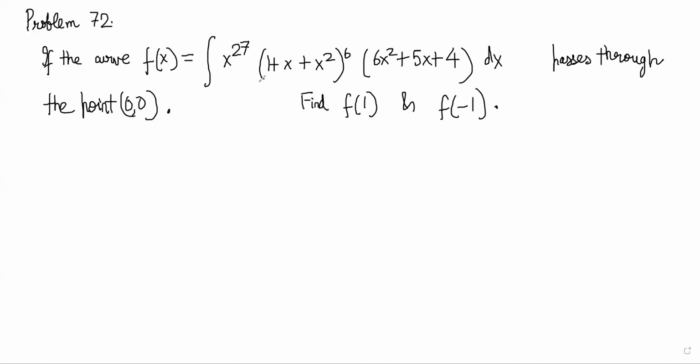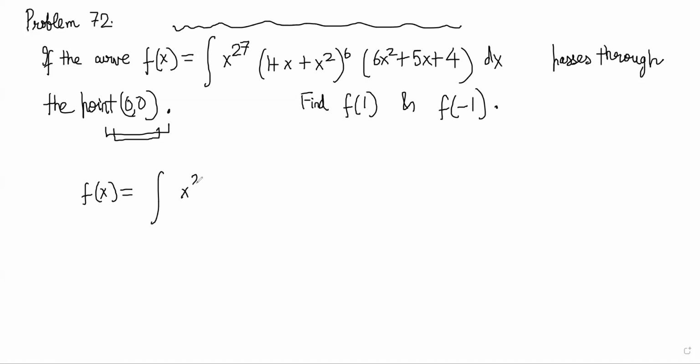So technically this is a simple integration problem. Once you can do the integral, you will be able to get the integration constant by noting that the curve passes through (0, 0), and then you will know the full function. So the idea is to try to integrate this. f of x is equal to the integral of x to the power 27, (1 plus x squared) to the power 6, and (6x squared plus 5x plus 4) dx.